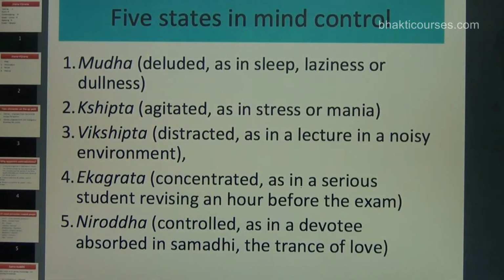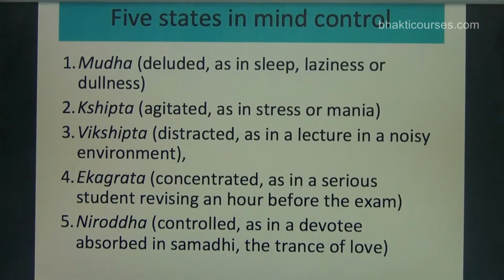So what are the 5 stages in mind control? We have mudha, then kshipta, then vikshipta, then ekagrata, and then nirodha. Mudha means one who is foolish. So mudha is the state of consciousness of the mind when one is foolish, deluded, as in sleep, laziness or dullness.